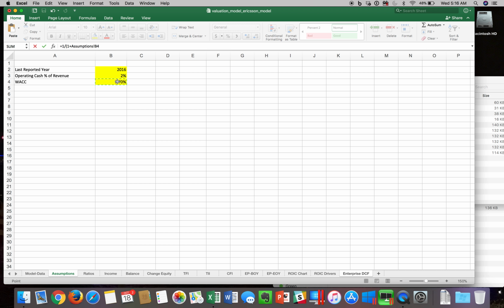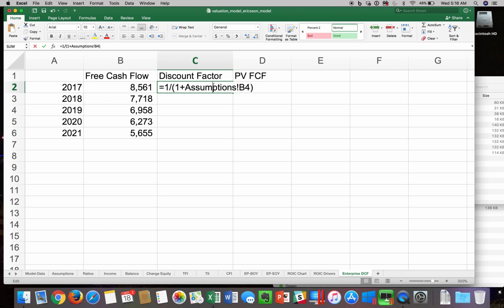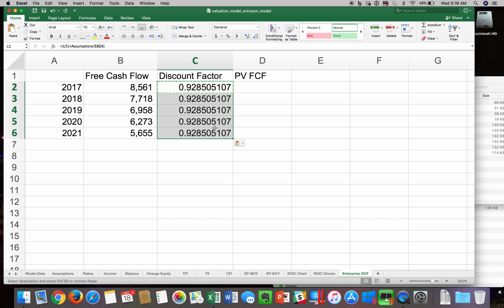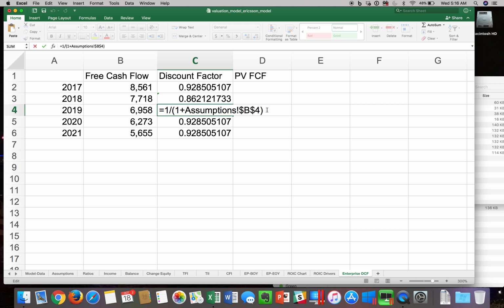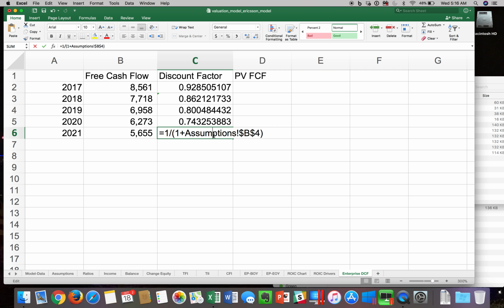So B4. Okay, and I'm going to copy this down. So I want to make this an absolute reference, $B$4. And I'm just going to copy it down. For the second year, it's 1 plus B4 to the power of 2, squared. For the third year, 1 plus B4 to the third power, 1 plus B4 to the fourth power, and 1 plus B4 to the fifth power. Okay, so those would be the discount factors.